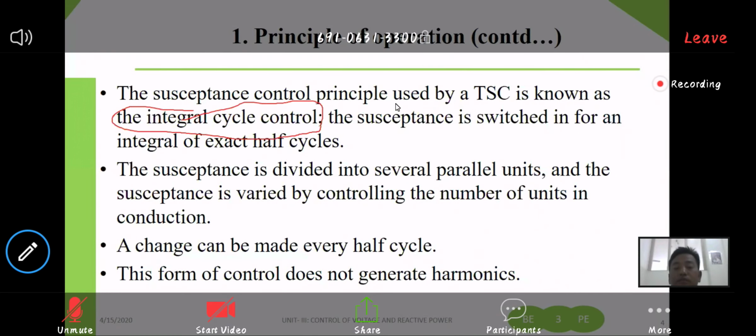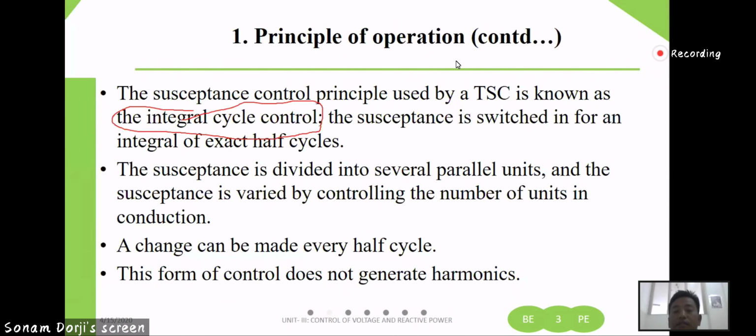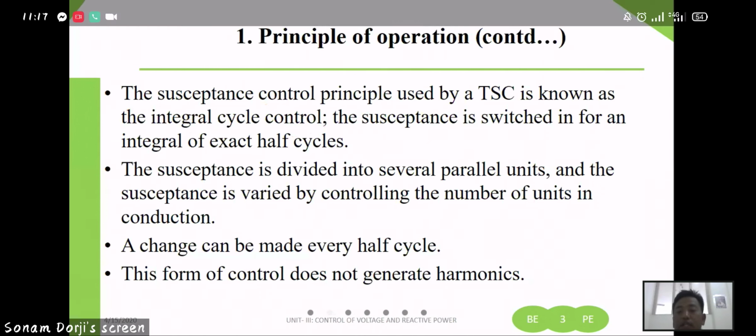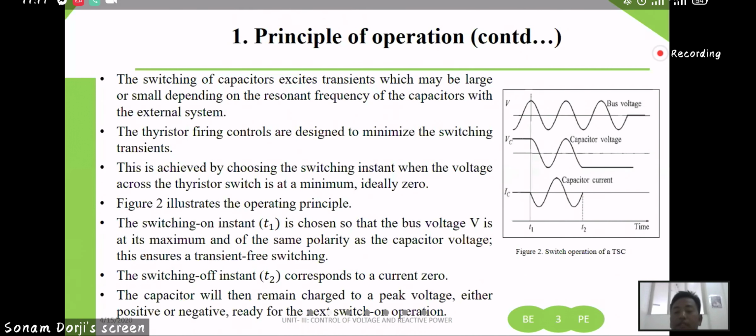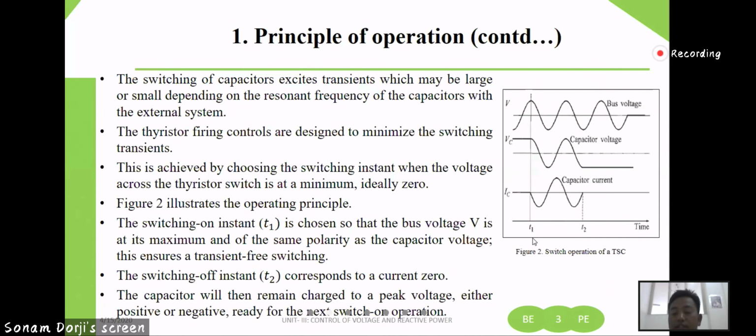Fine. Okay, so this one, if you read, you will understand. But a very important thing you have to know is how we can choose T1 and T2. This is very important: to choose the switching on time T1 and switching off time T2.